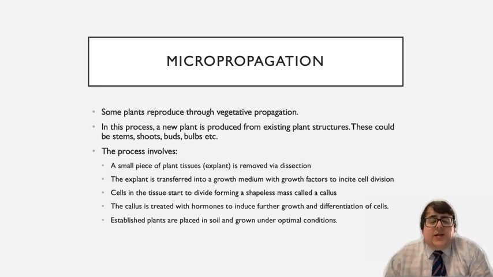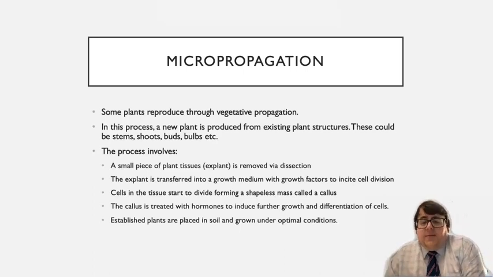That explant is then transferred into a growth medium with growth factors, which incite cell division, which means that the cells in that tissue or the explant will start to divide and form a shapeless mass, which is called a callus. That callus is then treated with hormones to induce further growth and the differentiation of cells, which eventually will lead to established plants. We then take those established plants, place them in soil, and grow them under optimal conditions, and essentially you have a direct clone of the plant that you started with before we did vegetative propagation.